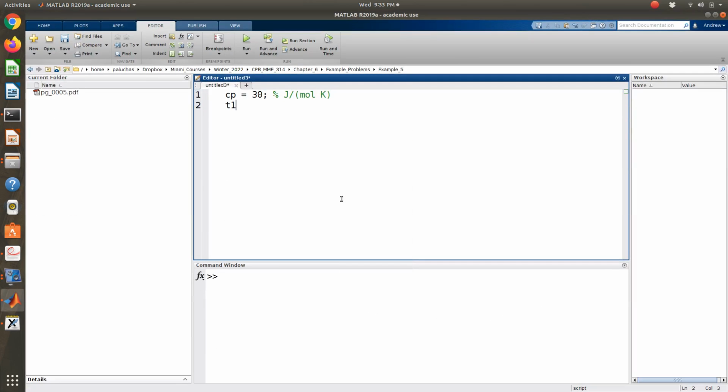T1 is 25, and I'm going to convert to Kelvin, because I'm assuming when I have to calculate my entropy generation, I'll need a ratio of temperatures, and so it's important that I have absolute units. T2 is 200, so I'll add 273.15 to that to convert to Kelvin. And so then W is Cp times T2 minus T1. And this work is going to be in units of joules per mole.